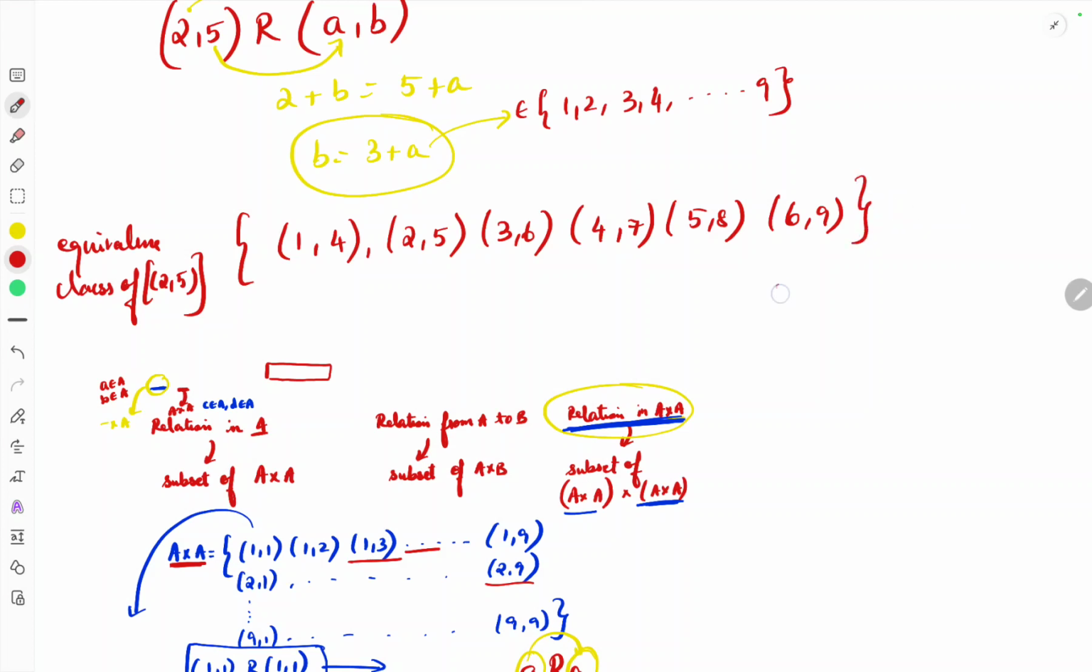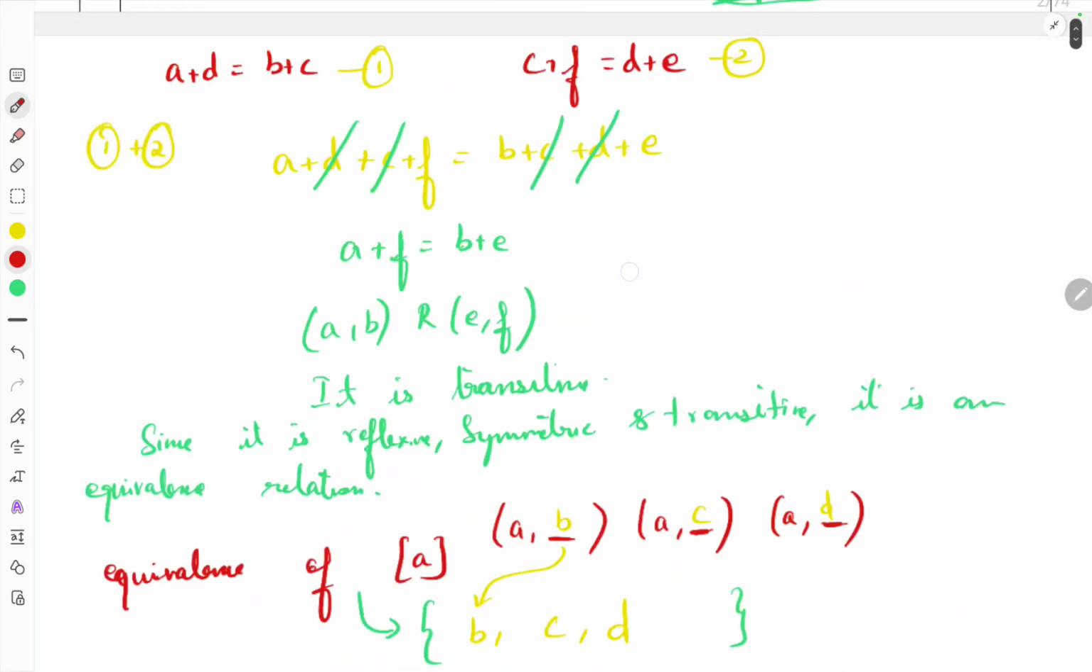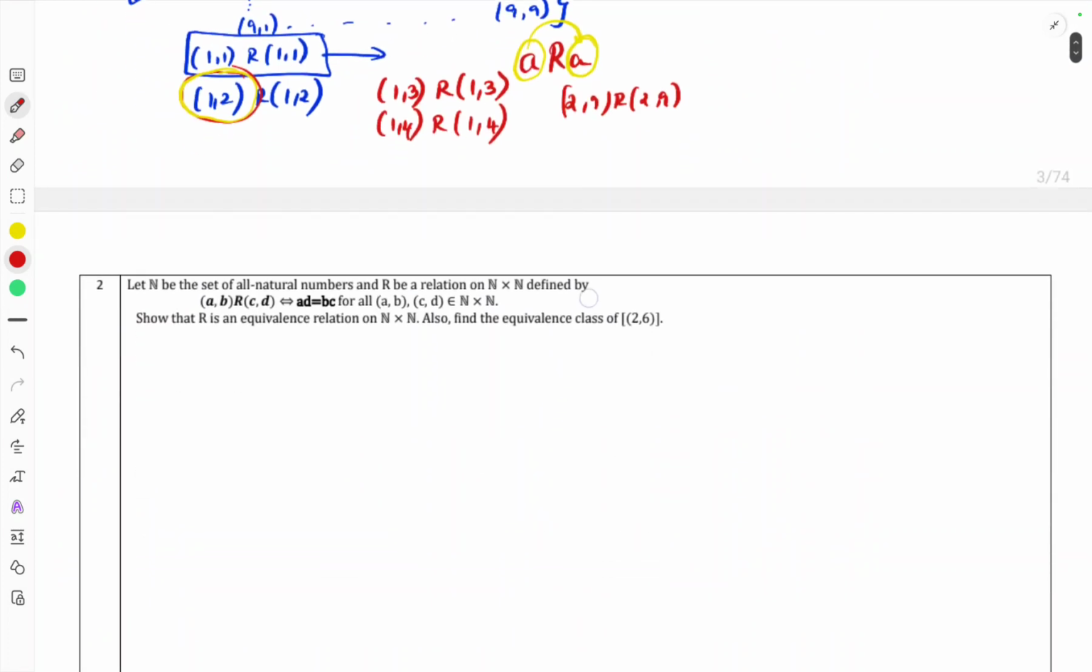So this will be the equivalence class of (2, 5). (2, 5) is related with (1, 4). (2, 5) is related with (2, 5) itself, since it is reflexive, and (2, 5) is related with (3, 6). So all these elements it is related to. So from this we have completed the first question. Now we can start the second question.